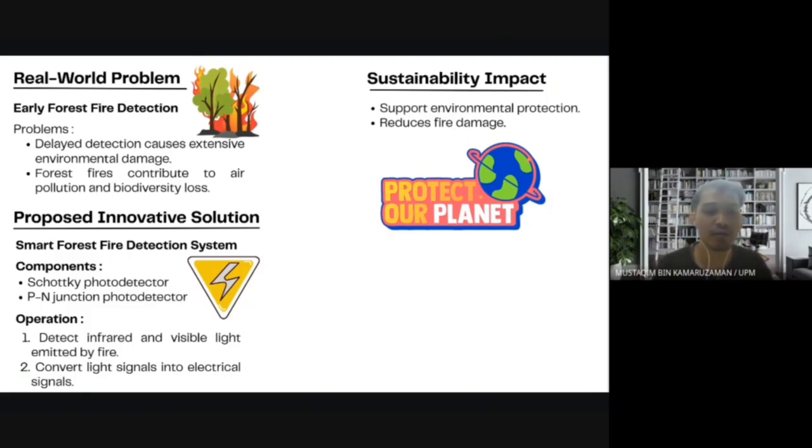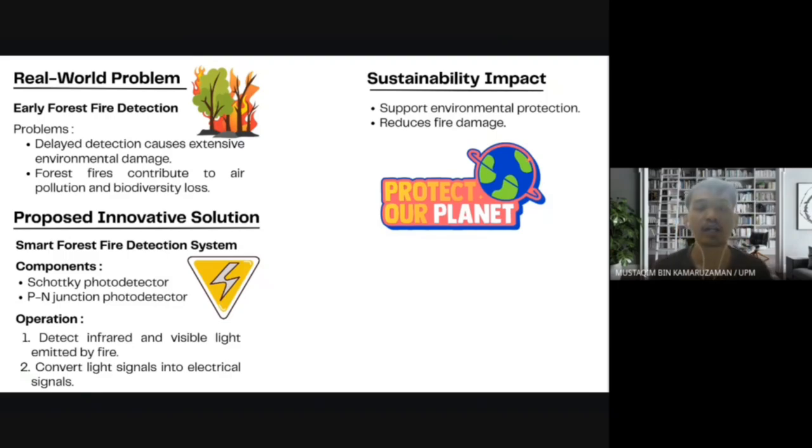We need to use the smart forest fire detection system. We need to use these two components, which are the Schottky photodetector and also the PN junction photodetector. Of course, all of you have high interest in how this actually works, right? The operation is to detect infrared and visible light emitted by the fire and then convert the light signal into an electrical signal. The sustainability impact is to support environmental protection and reduce fire damage.